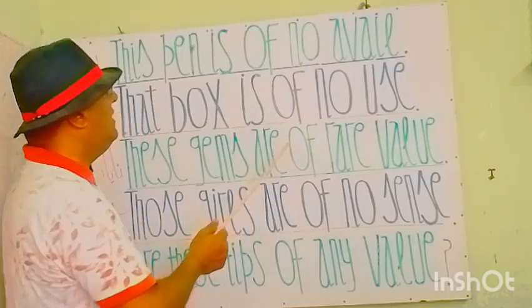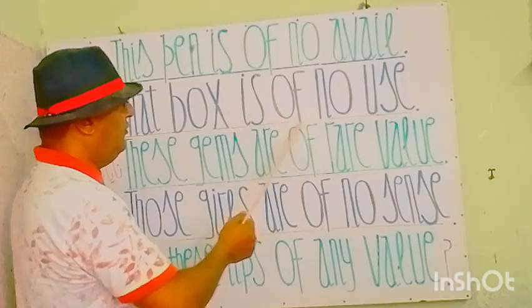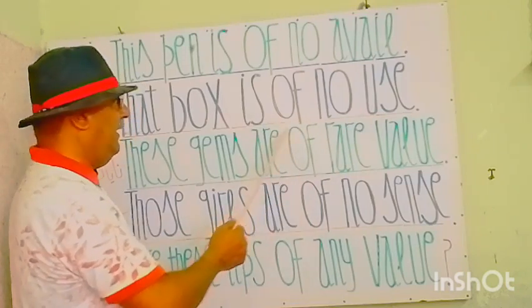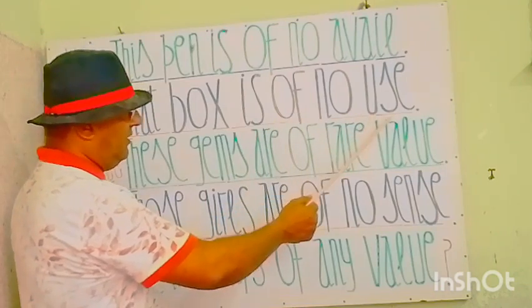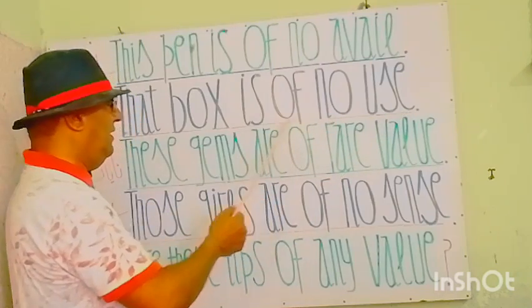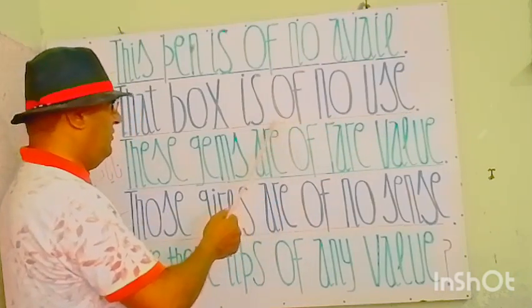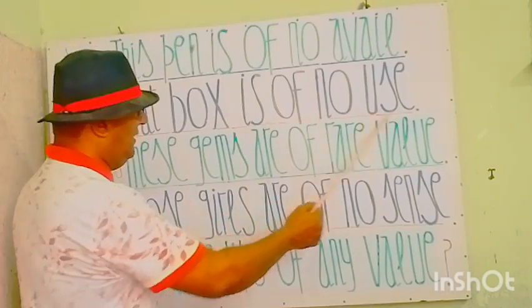You see, my students, of no use means useless, not useful. And if we see the meanings of these words, use means to use something. No means not. Of is the preposition. So of no use means useless. That box is of no use.